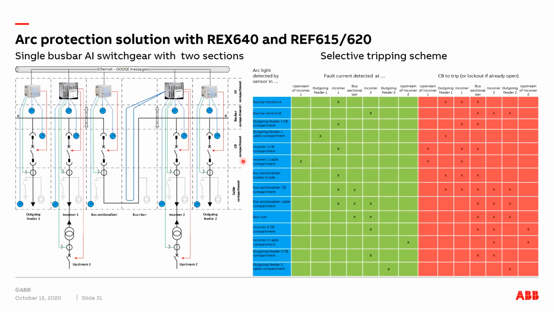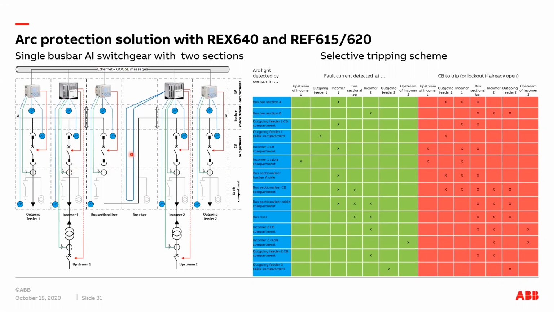Using these relays and the information sharing between the relays, we can also build a selective tripping scheme. If the fault arc light is detected in busbar section A here, then it's sent to the incomer relays. So this relay trips the incomer circuit breaker.